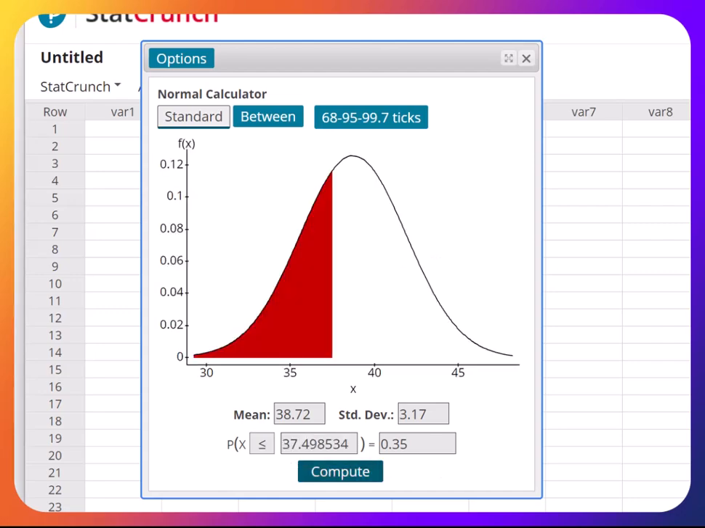Okay, compute, and look, it's 37.5. That's the height. You can see it right here. Look, this is the number right there.